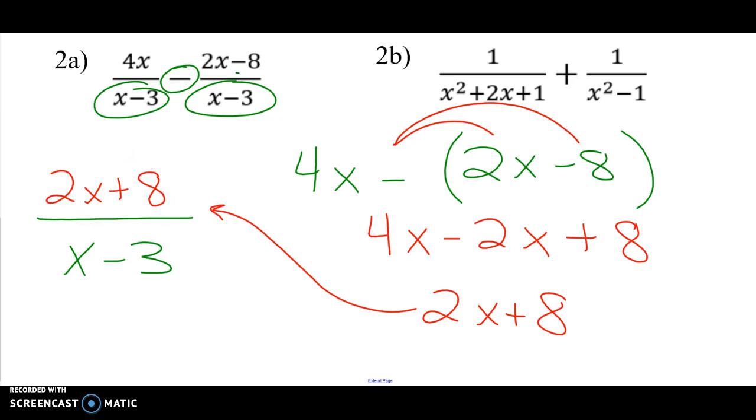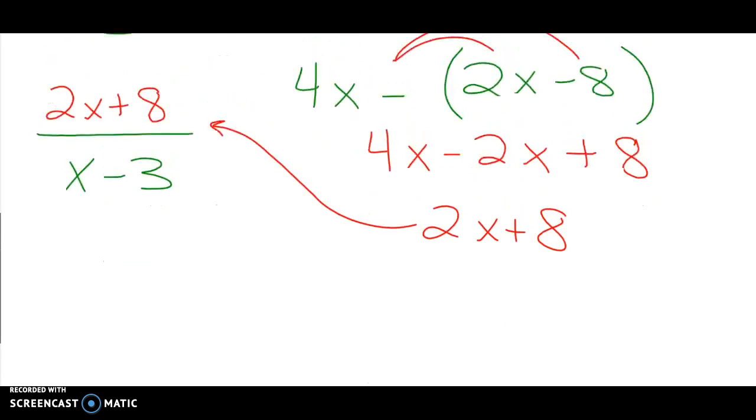Now you have to be careful. Sometimes after doing that, you can simplify. You can cancel something. So I always simplify the numerator. This is a good review from last class.